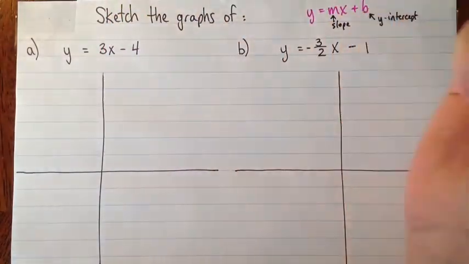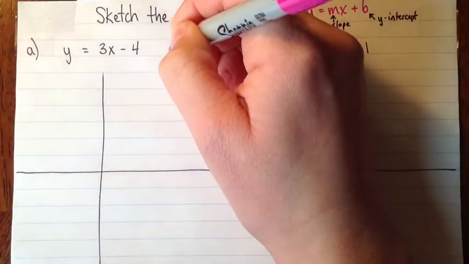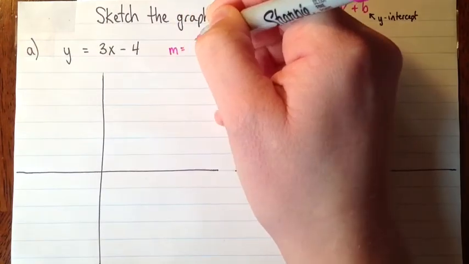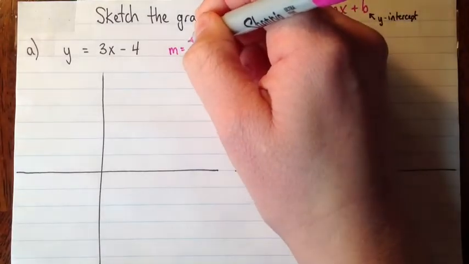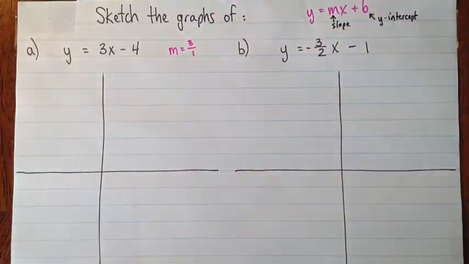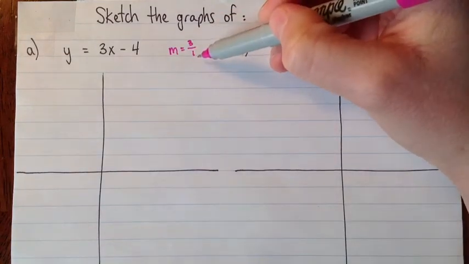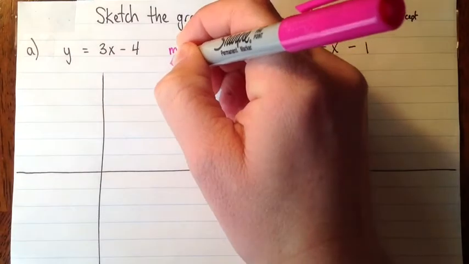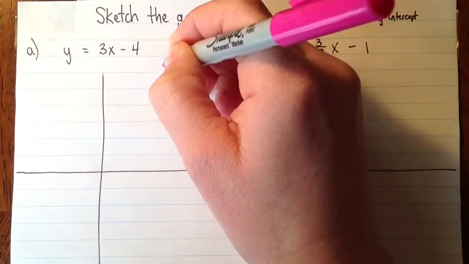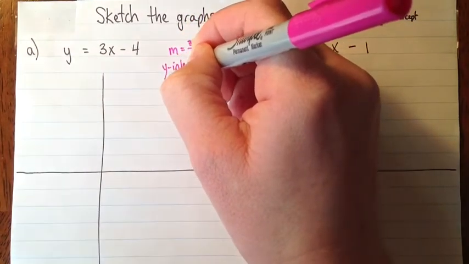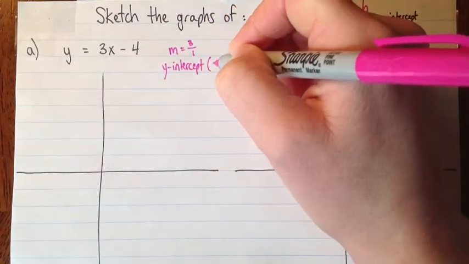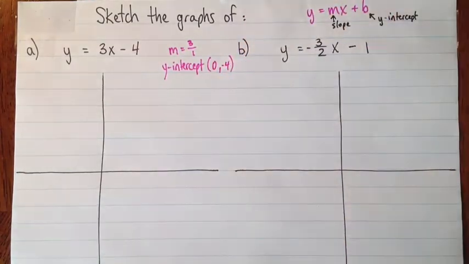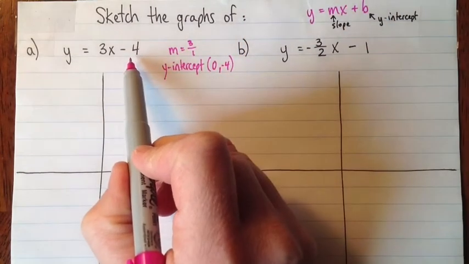Okay, so the first equation, we've got y equals 3x minus 4. So the slope is 3. And I know that I'm going to want to use that as rise over run. So right away, I'm going to write it as 3 over 1 instead of just 3, because that gives me a rise of 3 and a run of 1. Okay, and the y-intercept, that's going to be the point 0, negative 4. And this is from my b here, the negative 4.